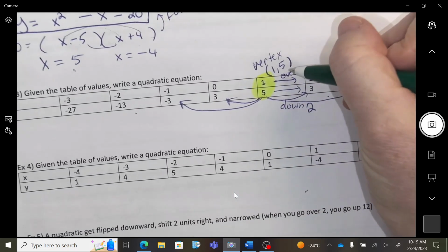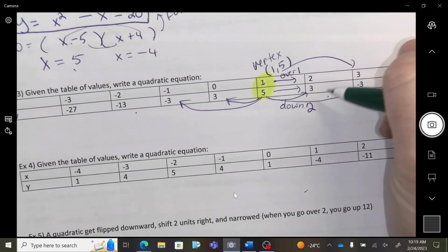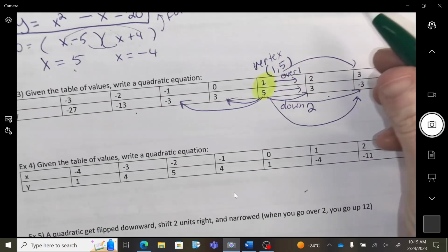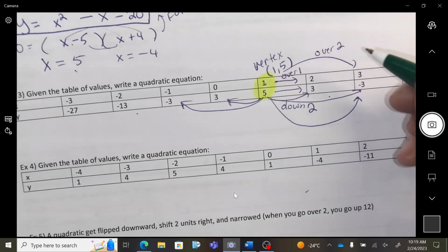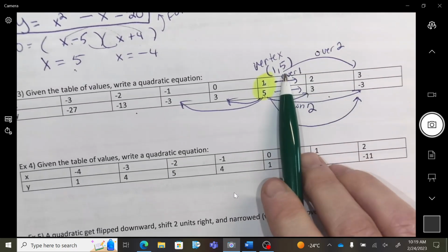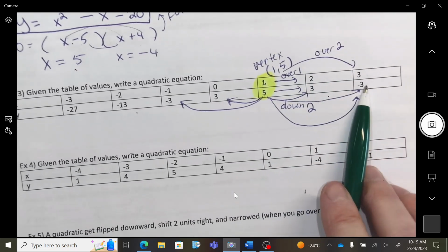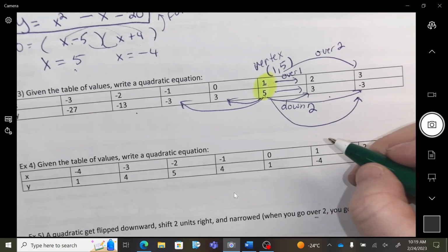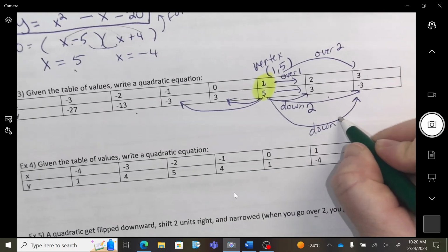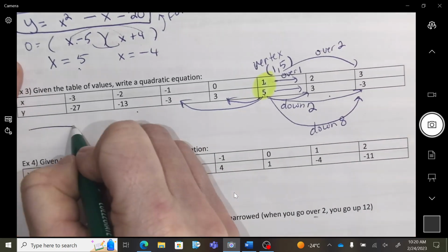If you want to try another, what did you do on this jump? You went over 2. From 1 to 3, that moves over 2. From 5 to negative 3 is a height difference of down 8. Okay, so what's happening?